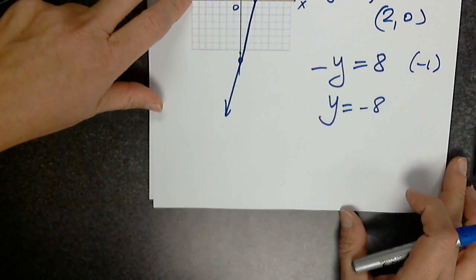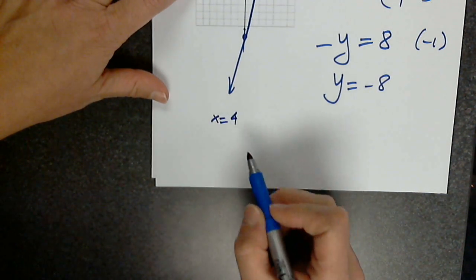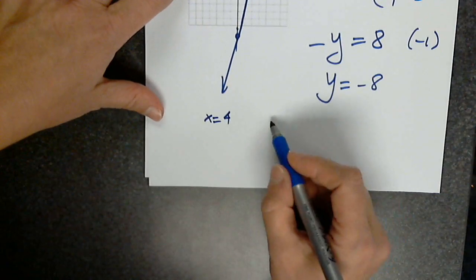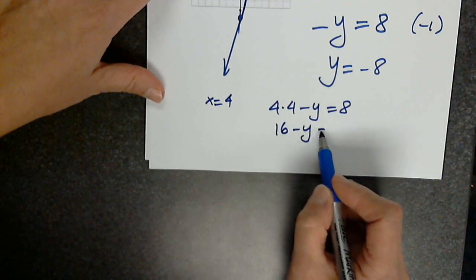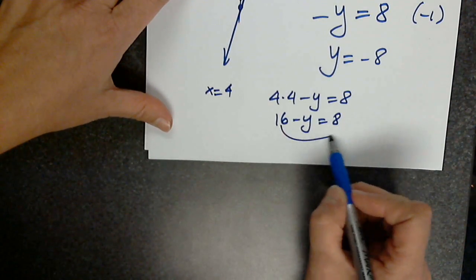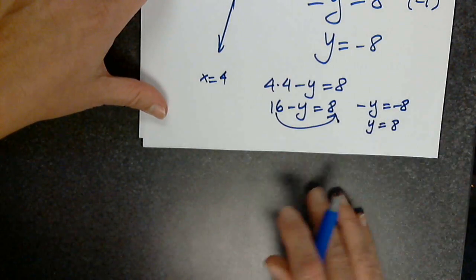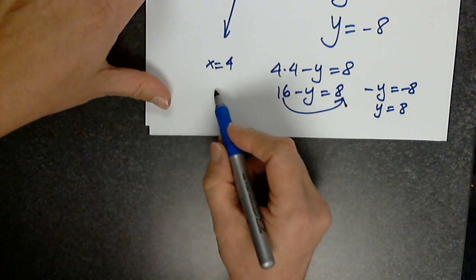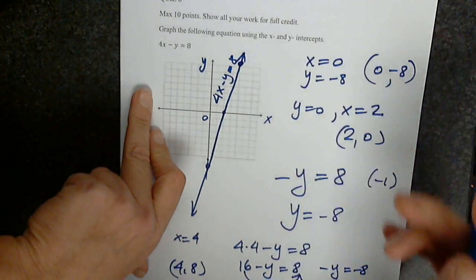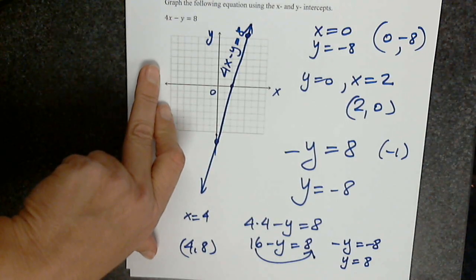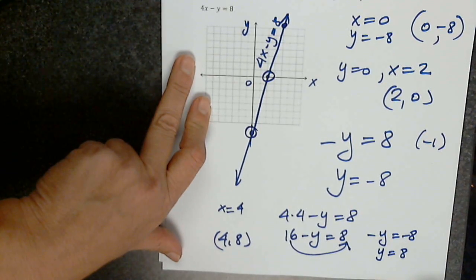Let's say I want to determine another point. So I will say, well, when x is 4, let's see what happens. I plug in 4. 4 times 4 minus y equals 8. 16 minus y equals 8. I move 16 to the other side. I have -y equals -8, so y will be 8. So the point will be 4 comma 8. But this is so much more work, unnecessary. So 4 comma 8 will be a point up here. There is no need. The easiest points to determine are always the x and y intercepts.